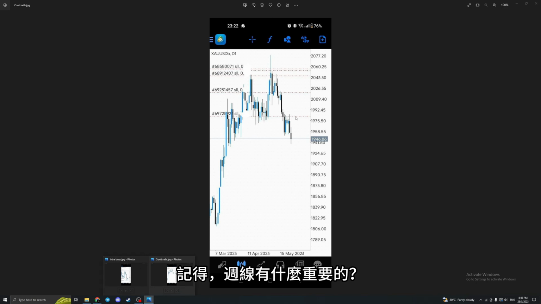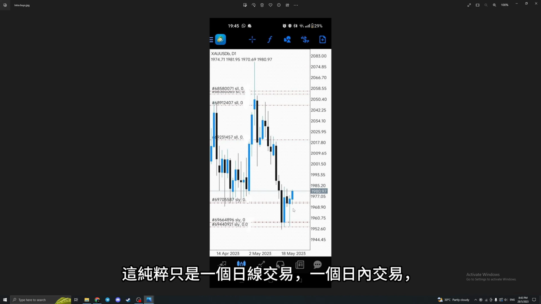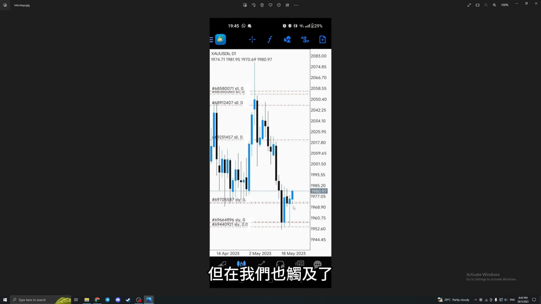Remember, what's so significant about the weekly? Because we're in a weekly bearish storyline. And if we have ourselves a daily together with a weekly, we're going to take that. If we have a daily below a weekly, a couple pips below the weekly, we'll take the weekly over that daily and refine that to a H4, H1. If there's no H4, go for the H1. Okay, and then we talked about this one, which actually happened before the previous photo that I showed you. This was just purely a daily trade, an intraday trade, but with the context of the fact that we also tapped into the monthly support.